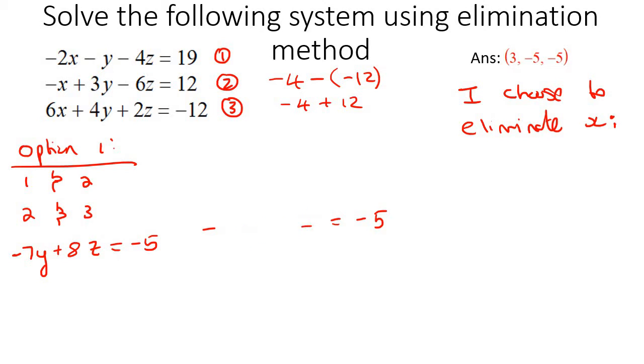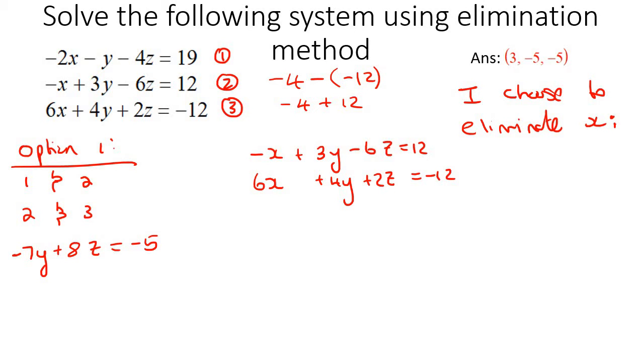Okay. Now we are going to choose equation 2 and 3. Now you don't have to, you can just use the originals every time. I know we modified equation 2, but that was when we were busy with this one. You can just restart. So we're going to go back to these two now. That's going to be minus x plus 3y take away 6z equals 12, and then 6x plus 4y plus 2z equals negative 12. Now remember, we chose to eliminate x, so you have to stick to that. You can't be like, okay, for this one I'm going to eliminate y. Then it doesn't work. So we have to eliminate x.